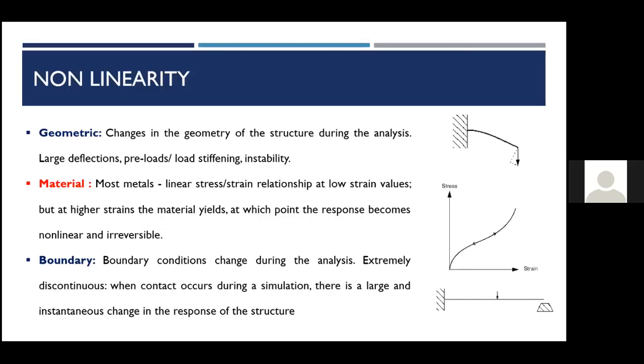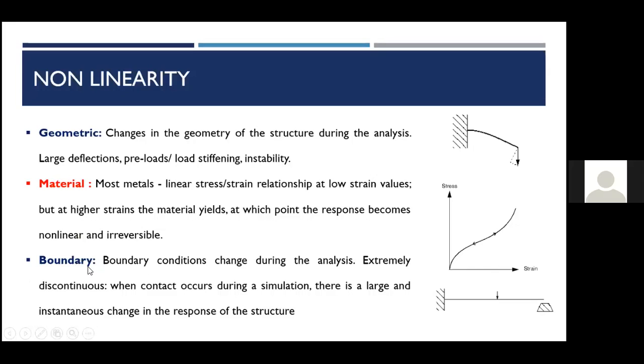An example of geometric nonlinearity is shown in the figure. You can see the deformation is very large, such that this deformation may affect the results. The second type of nonlinearity is the material nonlinearity. Most of the metals have a linear stress strain relationship at low loads, but at higher loads, the material starts to yield, due to which the response becomes nonlinear. This is an example of a stress strain relation for rubber. For a material like rubber, you have a nonlinear response initially itself.